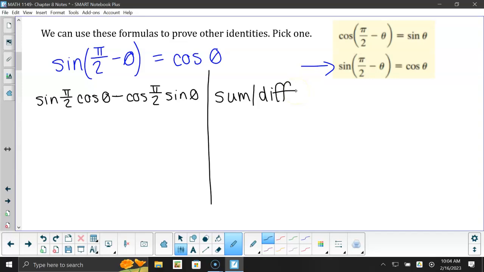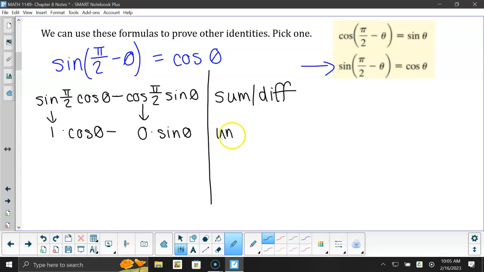Now, what are you thinking is our next step? I could do that. What else? Doesn't sine of pi over 2 have a value? What is the sine of pi over 2? Well, it's 90, but what is the sine? What's the y value? 1. So this is just 1 times cosine of theta minus the cosine there is 0 times sine of theta.